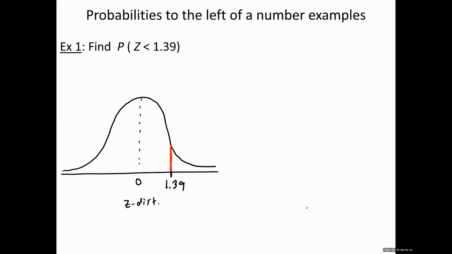And which side am I going to shade? Which side of that line? Left or right? Left. We're shading to the left because it says z less than, right? We're shading over the numbers that are less. Where are the numbers that are less than 1.39? They're on the left. You're going to shade below the curve, above the x-axis, and to the left of the number 1.39, and you're going to shade to the left forever.